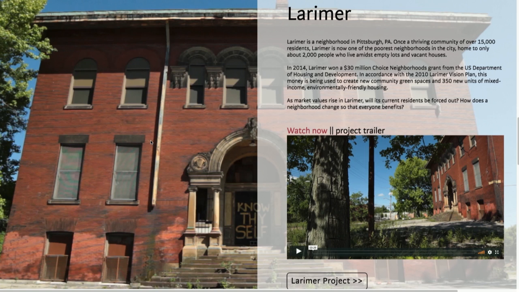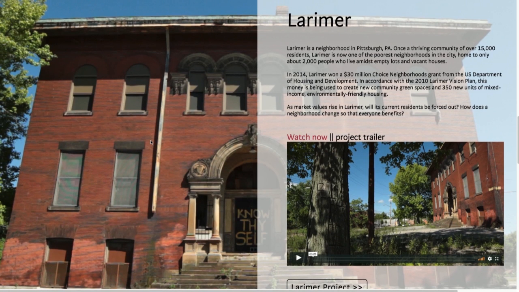This is an interactive map on the neighborhood of Larimer. Larimer is a neighborhood in Pittsburgh that was once a really thriving community but has lost many of its residents. It's a historically African-American neighborhood that in 2014 won a $30 million grant from the federal government in order to redevelop without pushing people out, without gentrifying. That's the challenge. How do you improve the neighborhood without making the people who live there have to leave?